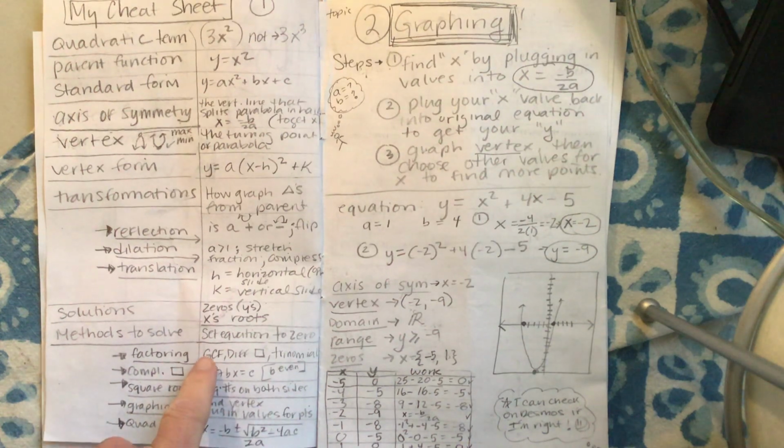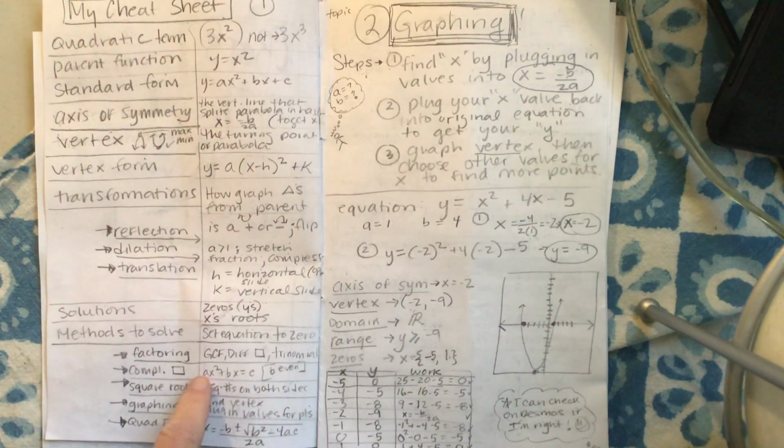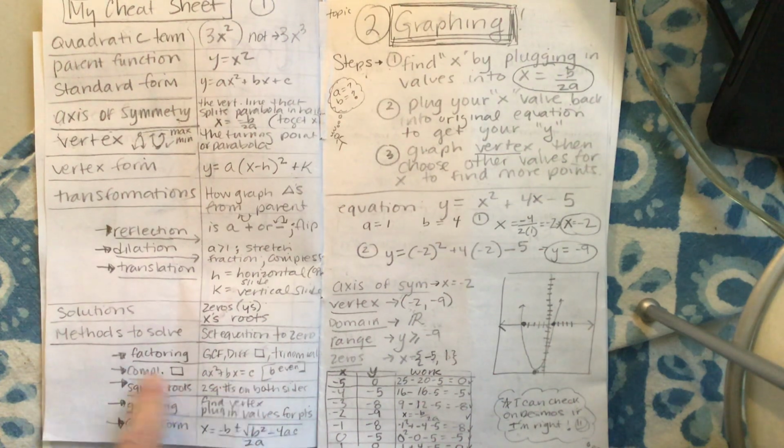So we can do greatest common factor, difference of squares, trinomials. We can do complete the square. And that's if I have, like, b is even, I can set it up like this. And I can divide. There's all those things like split the b in half, square it, add that square number to both sides. You're basically completing or creating a square trinomial.